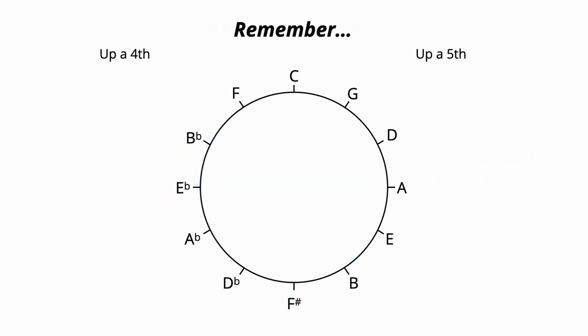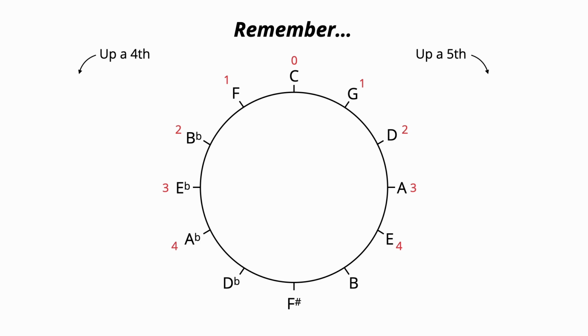What we need to remember here is that we divide our circle in half. The right-hand side goes up a fifth in a clockwise direction, and the left-hand side goes up a fourth in a counterclockwise direction. We simply start counting at the top from C, which is 0, and from there we get 1, 2, 3, 4, and so on. Working counterclockwise, we still get 1, 2, 3, 4, and so on. These numbers will tell us how many sharps or flats these major scales have. Remember that the right-hand side has sharps and the left-hand side has flats.